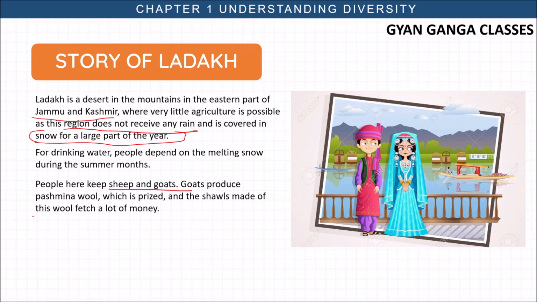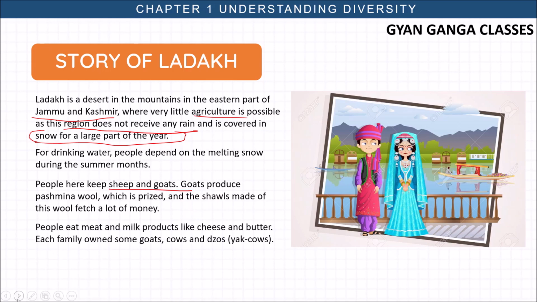They can't do agriculture, so they started herding animals, that is, they started herding sheep and goats. And goats produce the pashmina wool, which was priced very high. And the shawls made from this wool earn them a lot of money. So they use a different kind of livelihood activity as their main job.